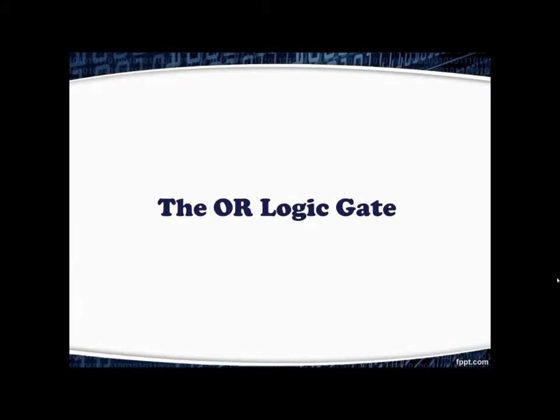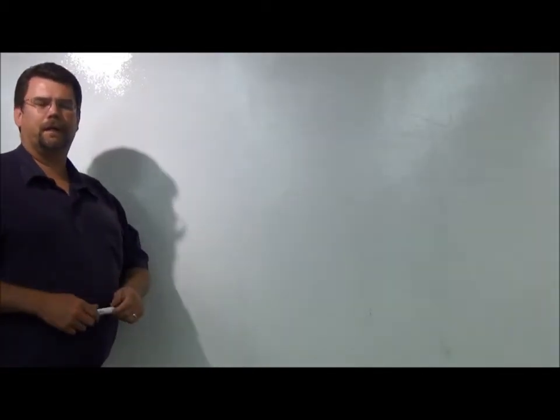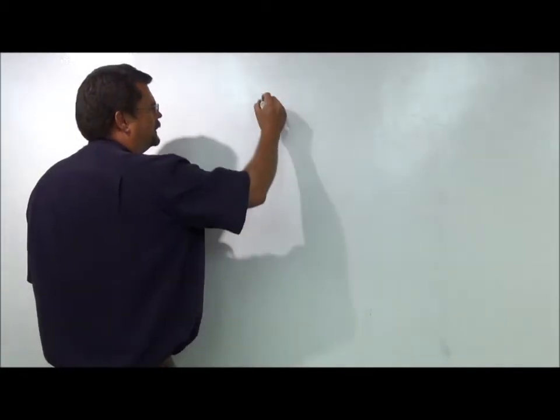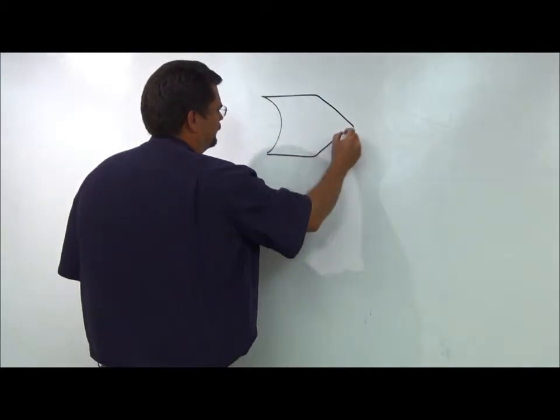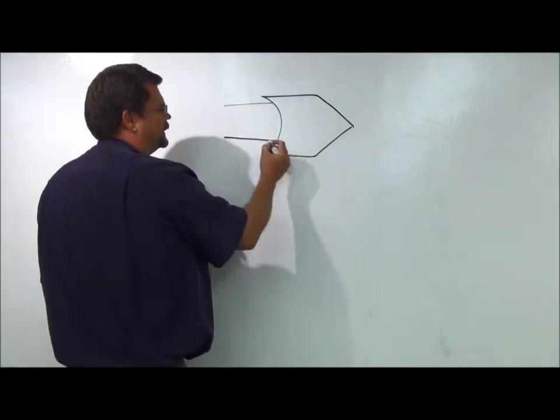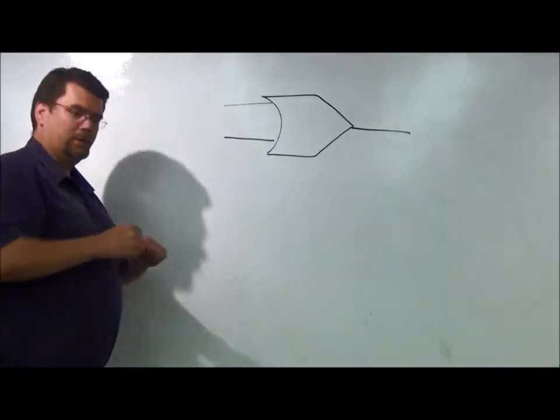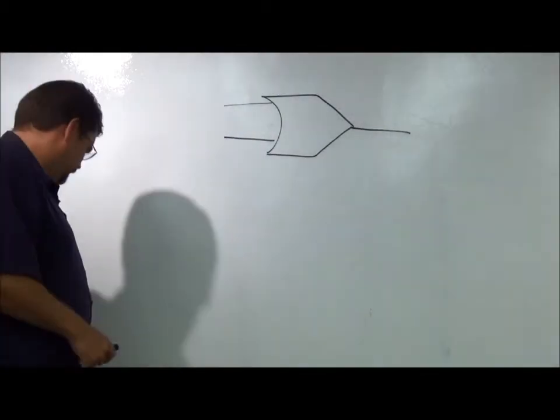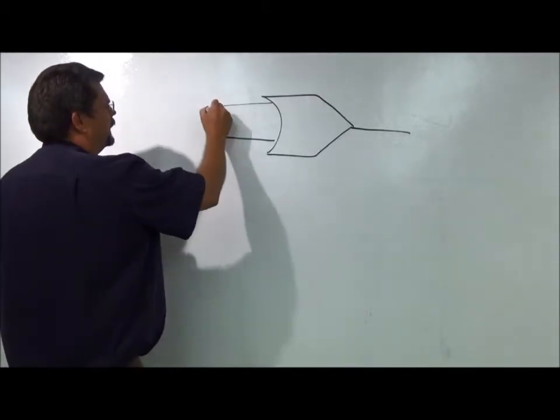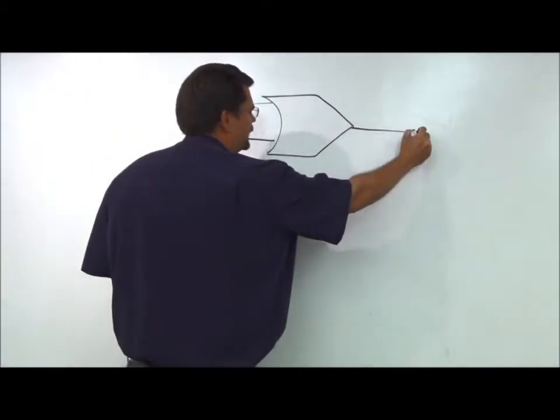Now let's take a look at the OR logic gate. The OR gate is slightly different than the AND gate. The OR gate is a lot more forgiving. The OR gate symbol looks like this. Again, just like the AND gate, it has two inputs and a single output, which we will label with the same letters: A and B for the inputs and C for the output.